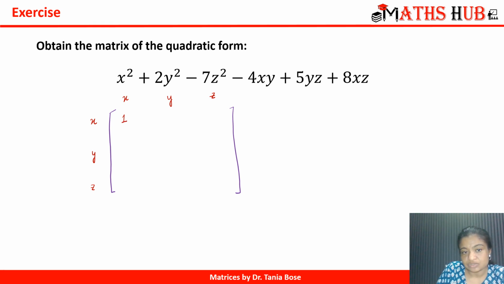Now, the next element is y square. So, y square is this place. So, the coefficient is 2. The third place is z square, so that position is here, and the coefficient is -7. So all the diagonal positions are done.